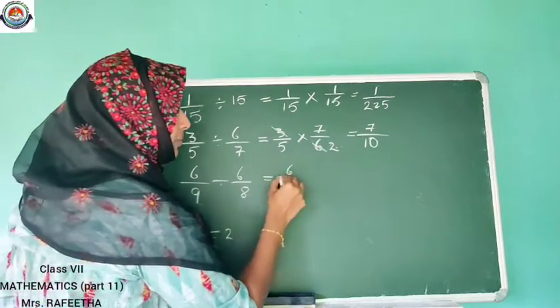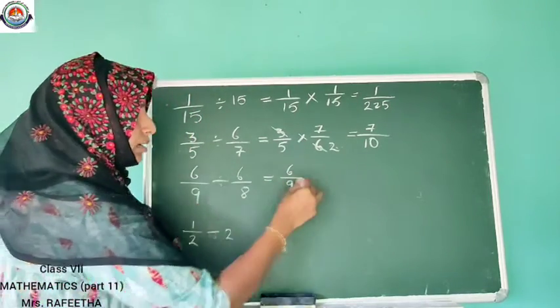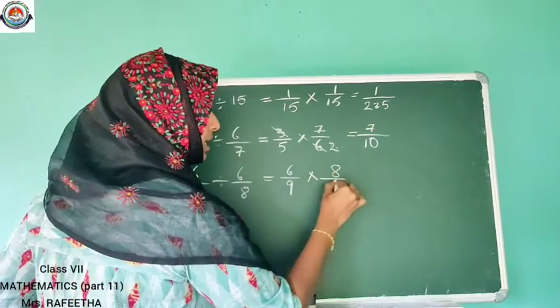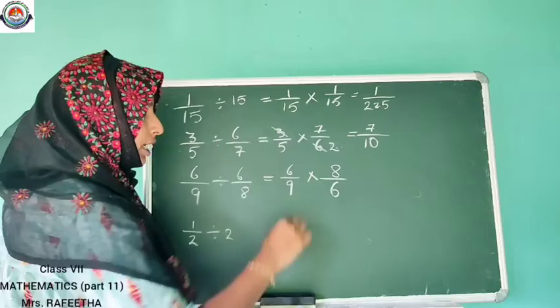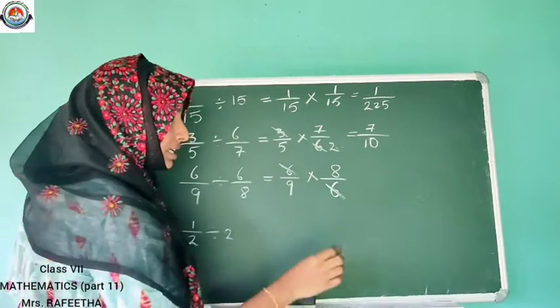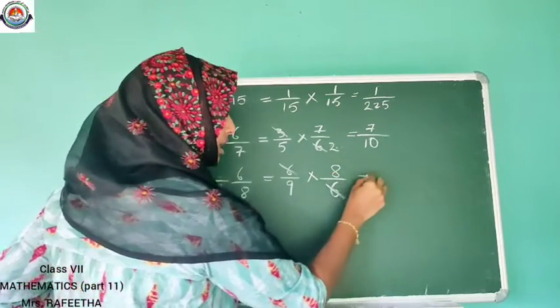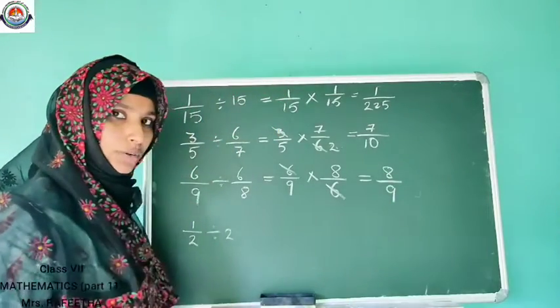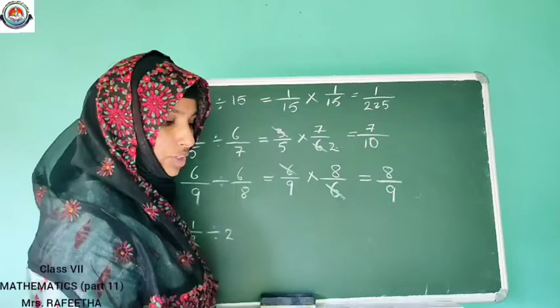Then 6 by 9. Instead of this division, multiplication. Instead of 6 by 8, 8 by 6. Okay, here numerator and denominator contain 6, so we can cut. So remaining will be 8 by 9. Here also numerator is less than denominator, so no need of any conversions.